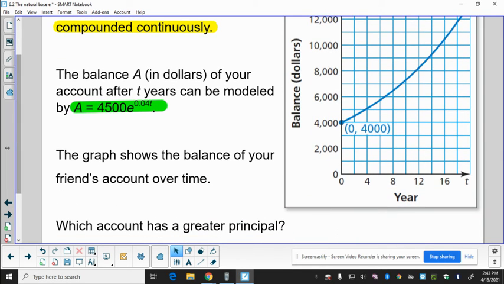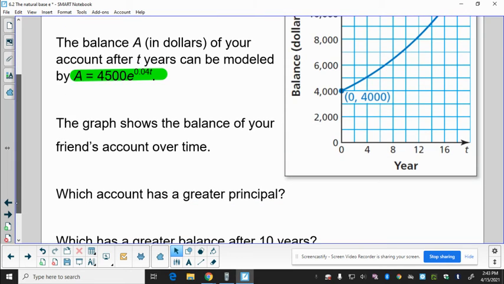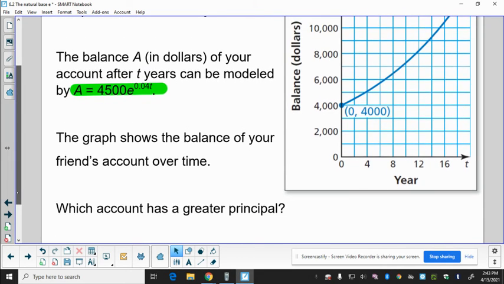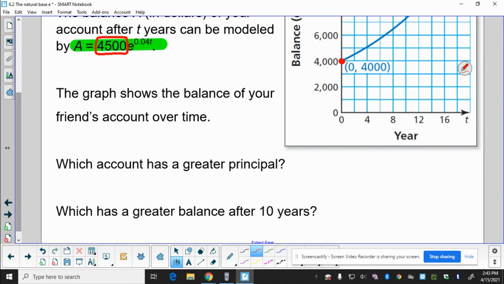The graph shows the balance of your friend's account over time. So let's look at this graph. Looks like it's going upwards, right? What's this question ask us? Which account has a greater principal? Okay, so the principal is your starting amount. So yours is $4,500. Your friend's starting amount is a y-intercept, is 4,000. You have a greater balance.